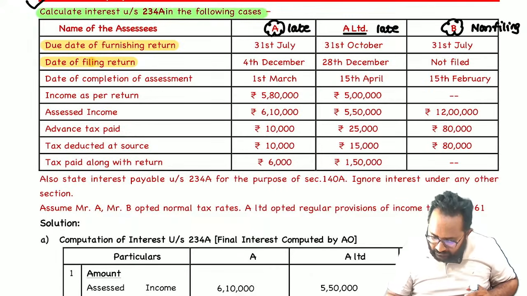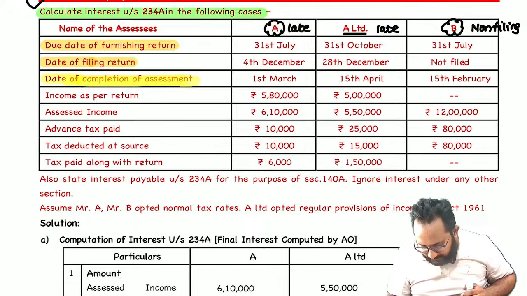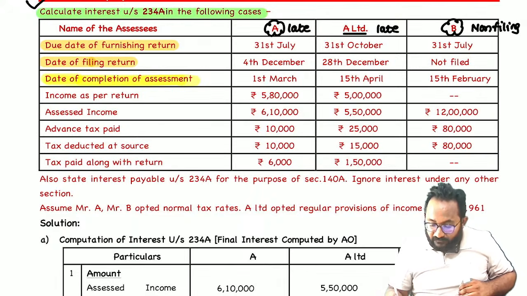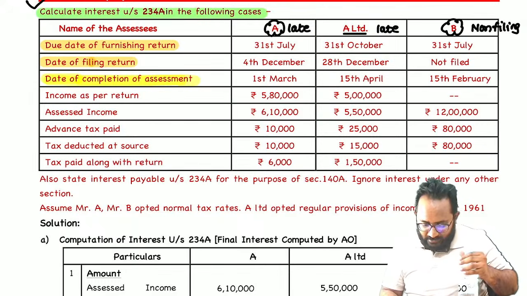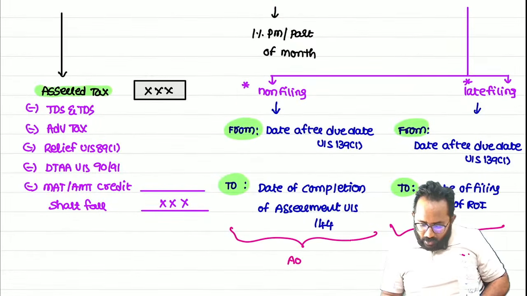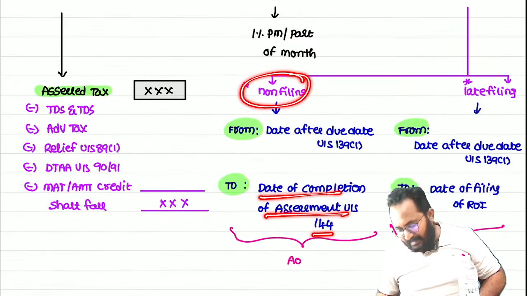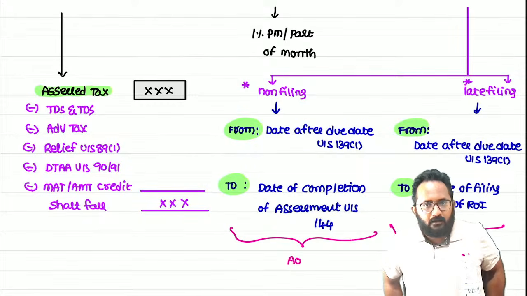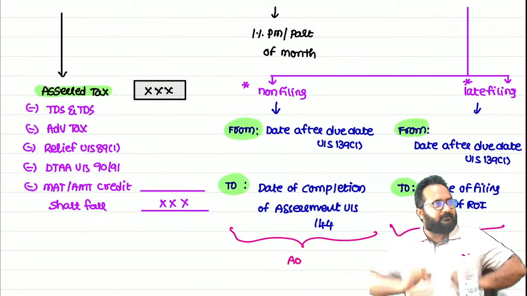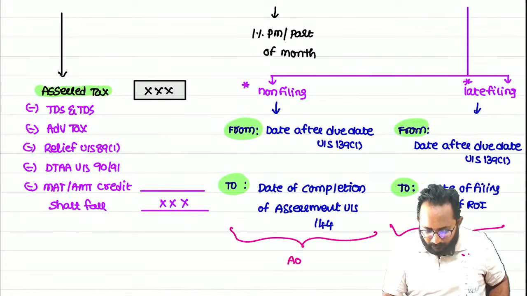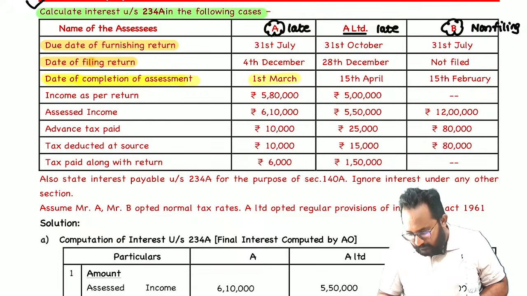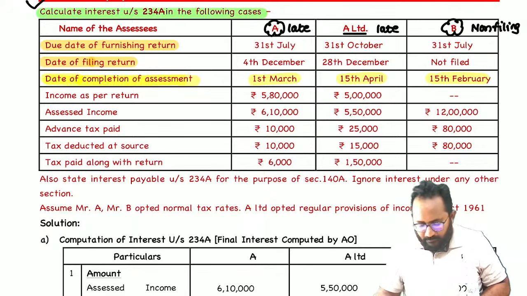Why did they give this information? If anyone said, yes, I will accept this explanation. Why did they give the completion of assessment date? In case of non-filing, we have to compute the interest. Yes, when? From the date after the due date to completion of assessment. That's why they gave the date of completion of assessment. Yes, please tell me: 1st March, 15th April, 15th February.